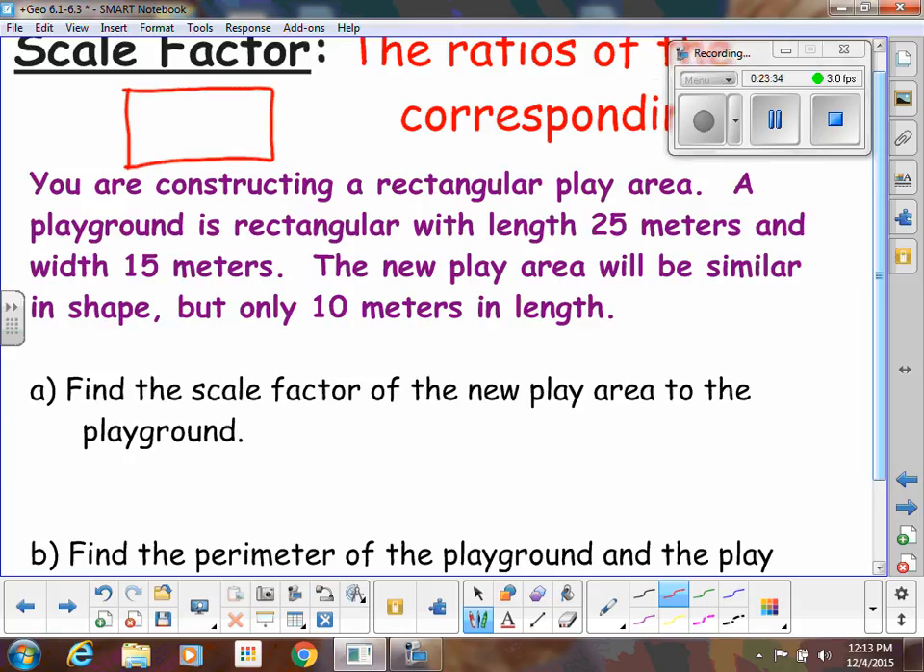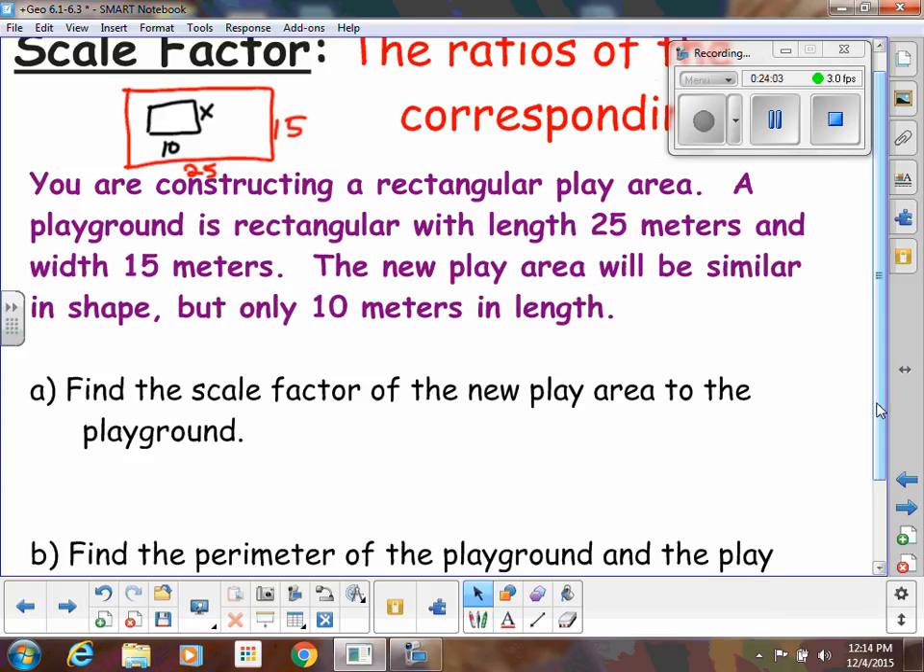Its length is 25 and its width is 15. All right, now we're going to have a play area. It's similar in shape, but it's only going to be 10 meters in length. Okay, and I don't know how wide it's going to be, so I'll put an X there. All right, so they want us to find the scale factor of the new play area to the playground.